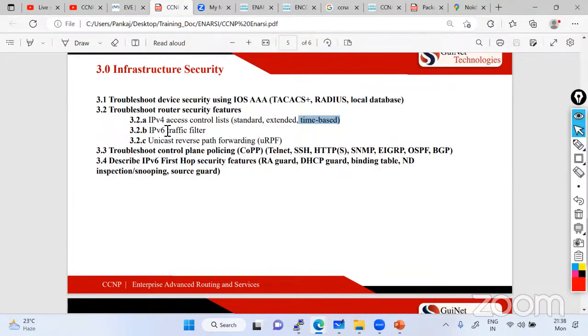Unicast Reverse Path Forwarding, uRPF. Again, this is a very important key concept you just have to understand. And finally, you have to troubleshoot how to do the CoPP policy. These are all part of this, in ENCOR.